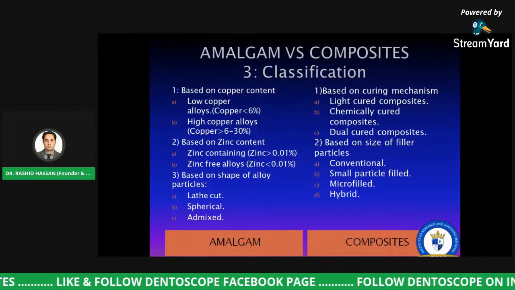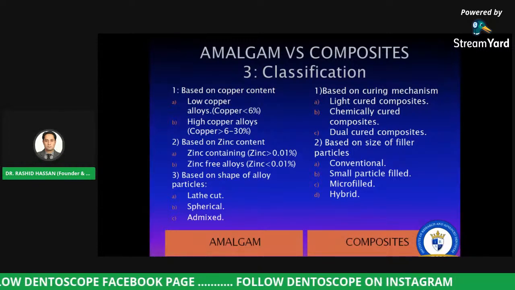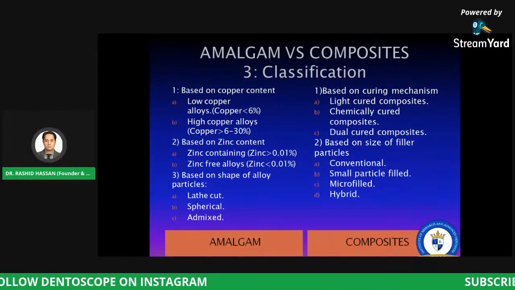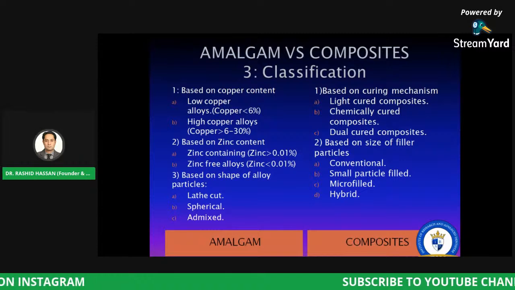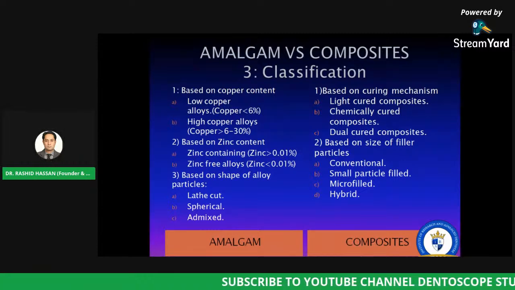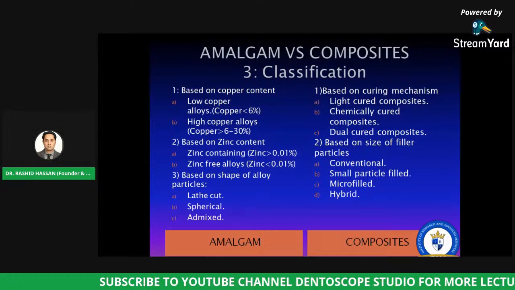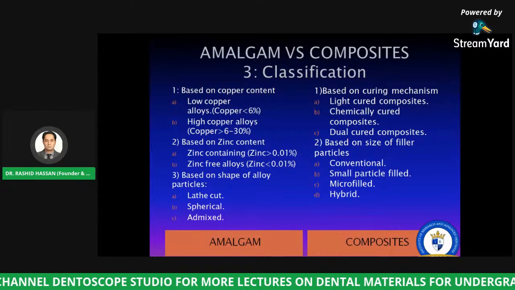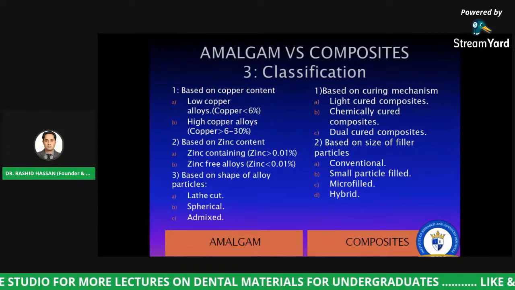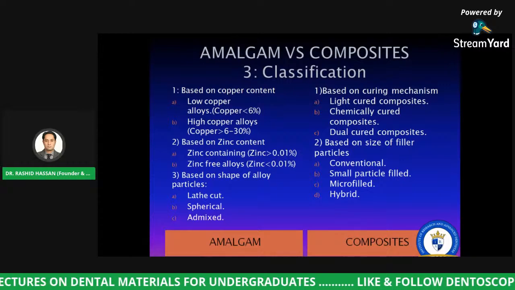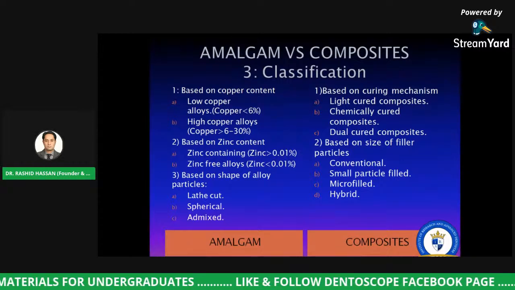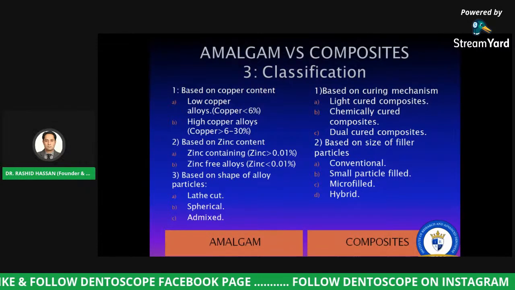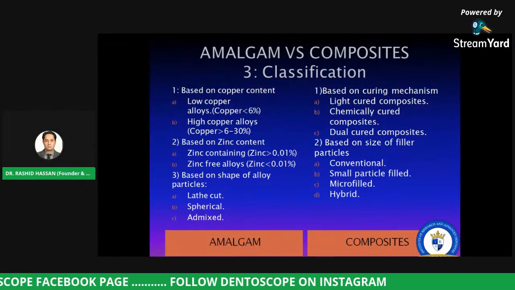Secondly, we can classify dental amalgam on the basis of zinc content. Zinc was also an important component in the silver alloy. When we discussed the composition, I told you this. On the basis of zinc content, the dental amalgam can be zinc containing or zinc free, right? So, just like copper content, the percentage of zinc present in the silver alloy defines whether the dental amalgam is zinc containing or zinc free, or non zinc containing, you can say.